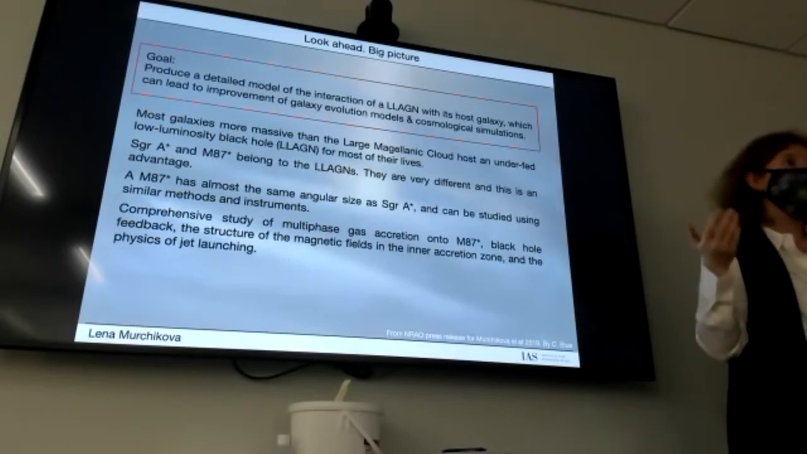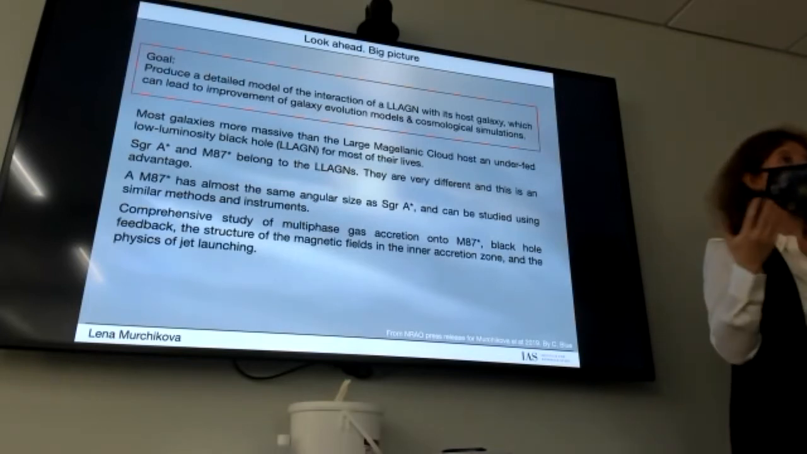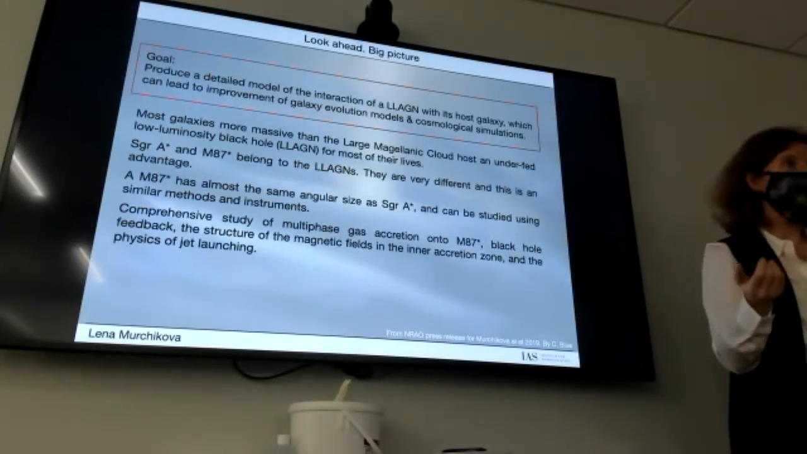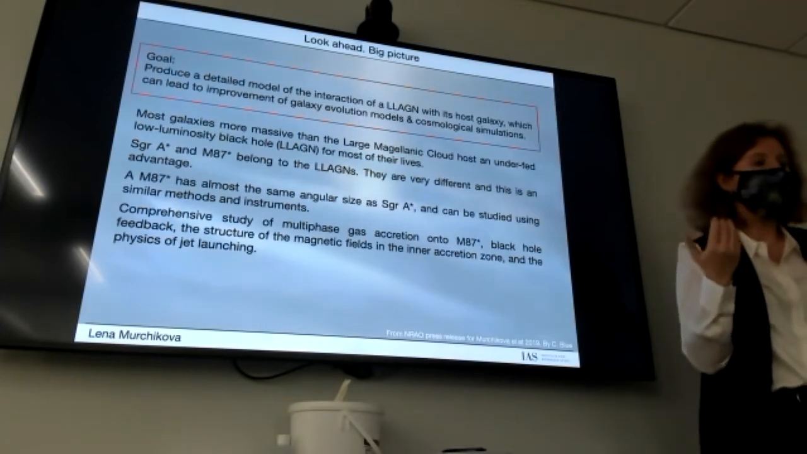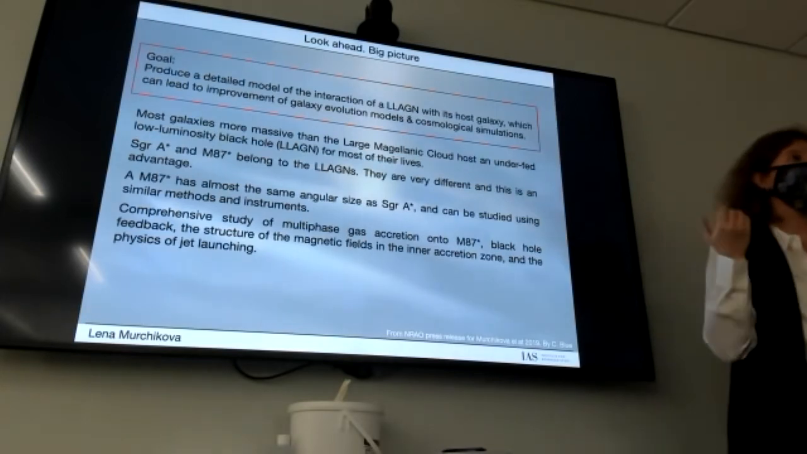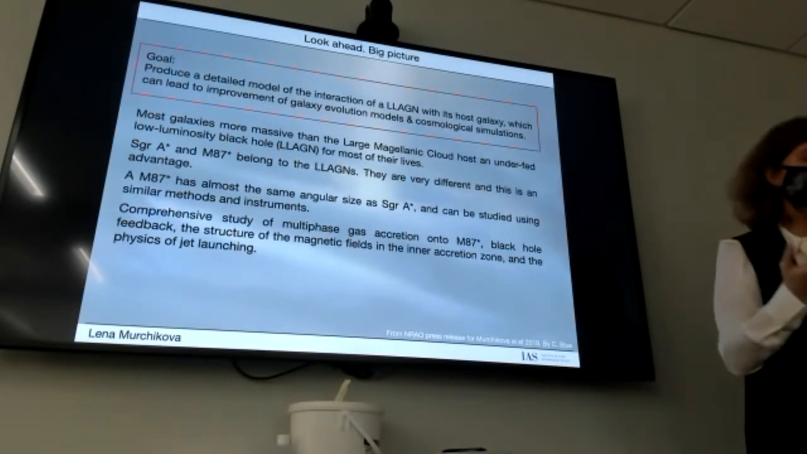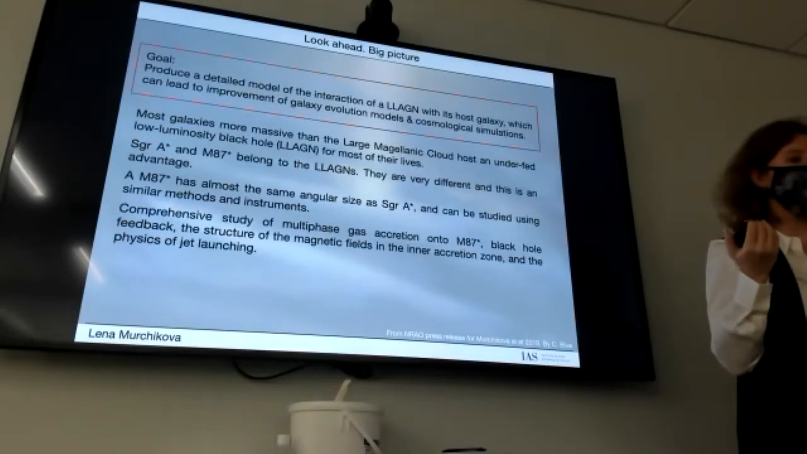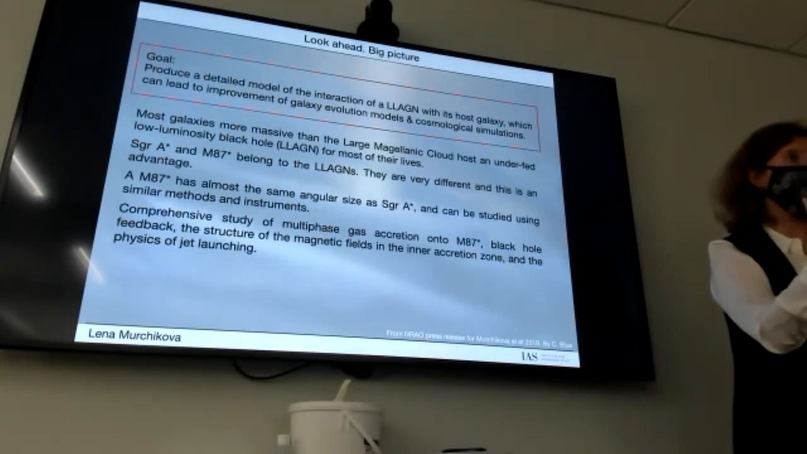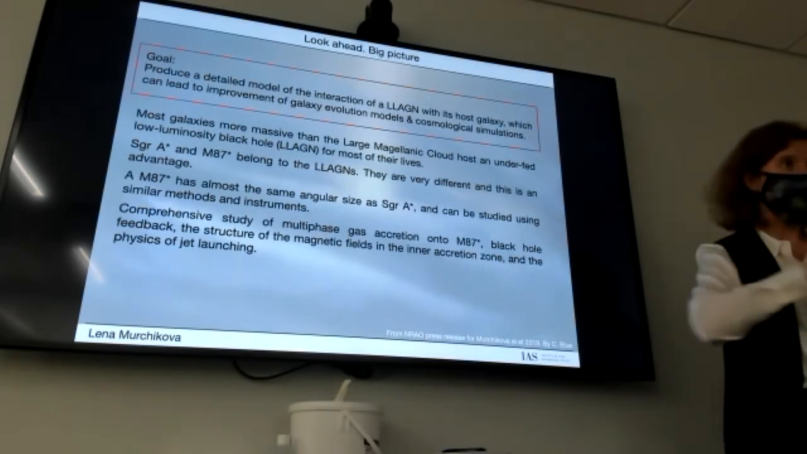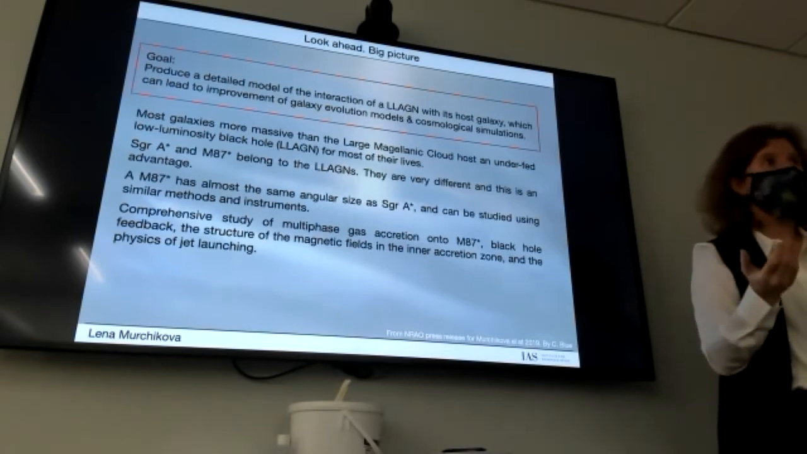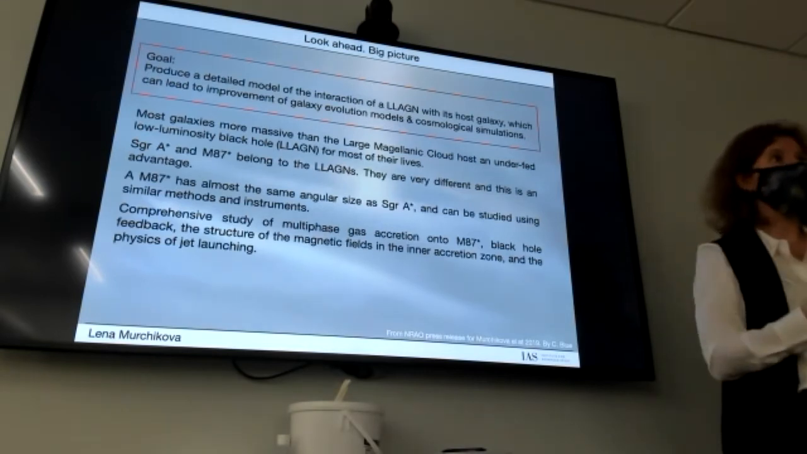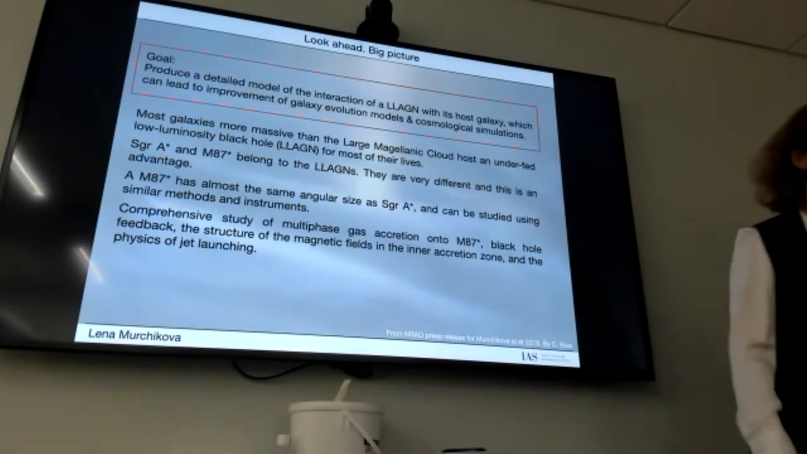And so the biggest goal of everything would be to create a model of interaction of low luminosity AGN with its environment. And most of the galaxies larger than the Large Magellanic Cloud hosted an underfed low luminosity black hole for most of their life. And knowing the interaction of such a black hole with the galaxy it lives in will really allow us to vastly improve cosmological simulations and our understanding of the universe.